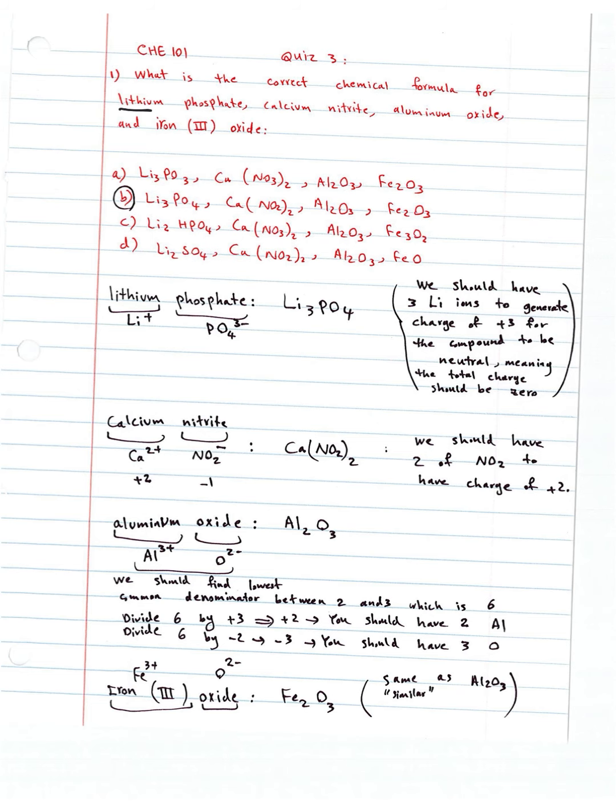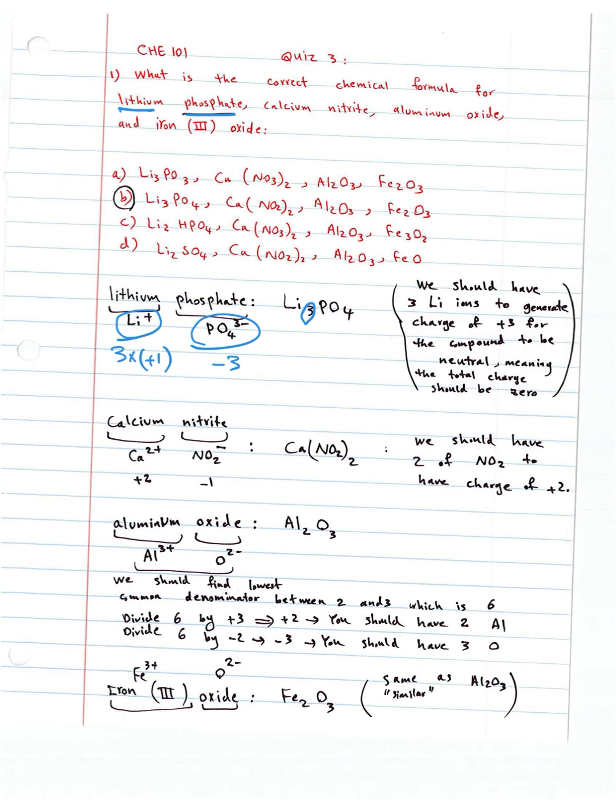So to write the chemical formulas for ionic compounds, you write the name of the cation, the name of the anion, and then you balance the charges. For instance, lithium is Li plus, phosphate is PO4 3 minus, so you should have 3 plus 1 in order to have a neutral compound, without any charge. And you do this for all the others as well.